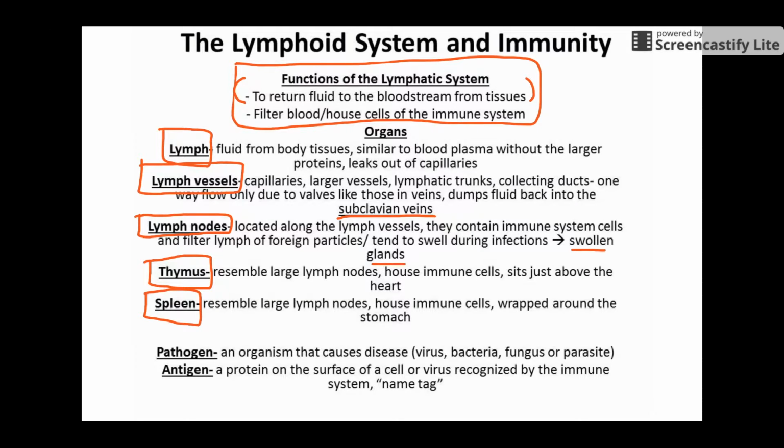Okay, and then two random vocab words at the bottom here that we want to make sure we talk about. Pathogen is our general term for anything that can cause disease, so a virus, bacteria, fungus, parasite, any of that kind of stuff. And then antigen at the very bottom. We talked about this with the blood unit. These are protein markers on the outside of cells, and they serve as identification tags and so forth. All right? So let's look at a couple of those things in more detail.